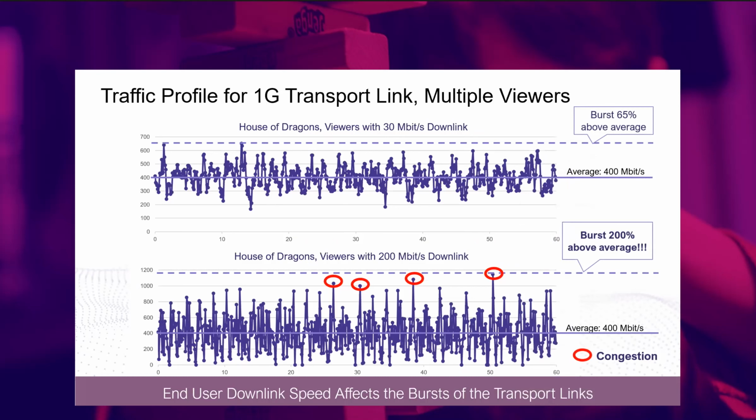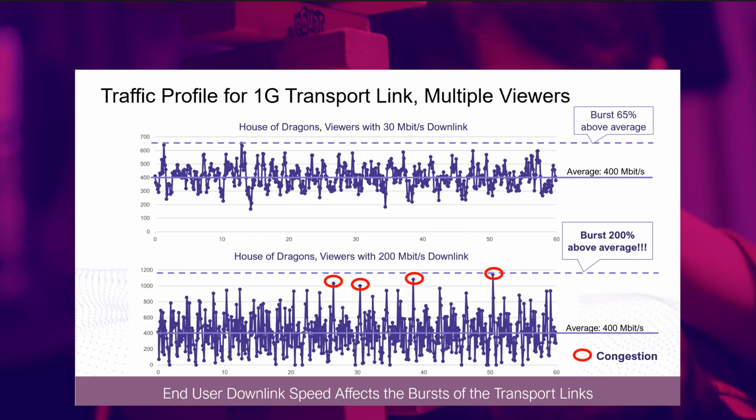So here, what I have done is basically simulated a lot of users all watching House of the Dragon. In the first graph, I have users watching with a 30 megabit per second download link. And in the second graph, all of the users have a 200 megabit download link. And every user, of course, starts watching at random times, so that's been taken into account.